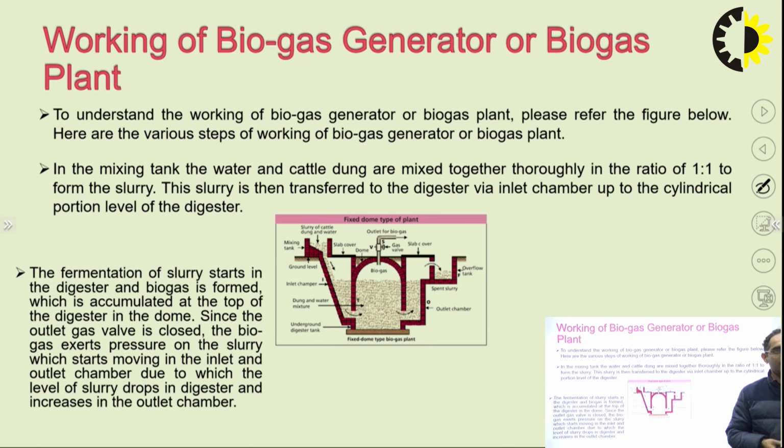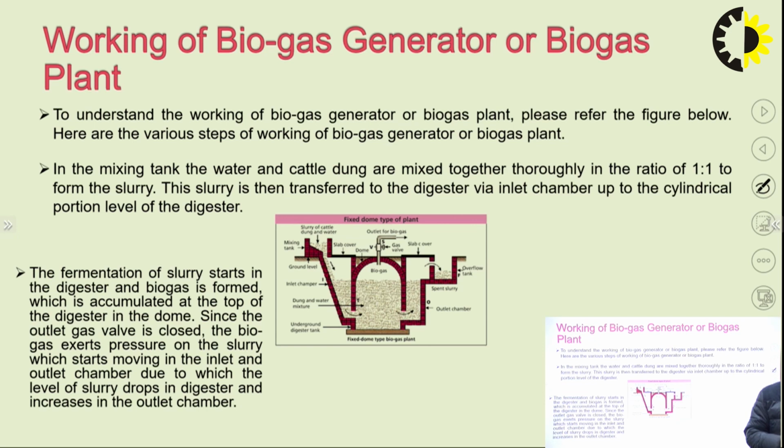Then the working of the biogas generator or biogas plant. To understand it, please refer to this. This is the fixed dome type. Here are the various steps of working. In the mixing tank, the water and the cattle dung are mixed together thoroughly in the ratio of 1:1 to form the slurry. This slurry is then transferred to the digester via the inlet chamber up to the cylindrical portion level of the digester.